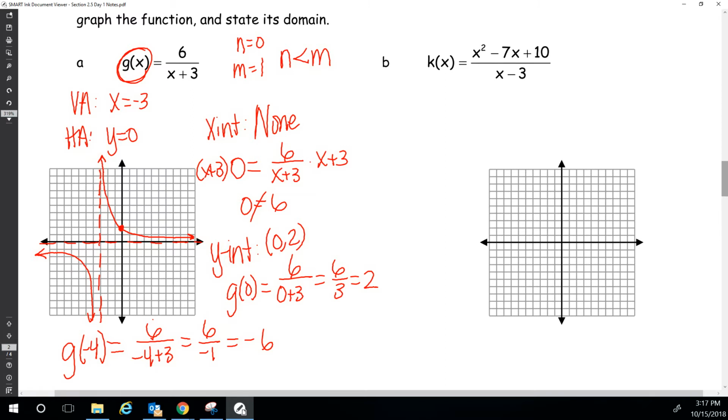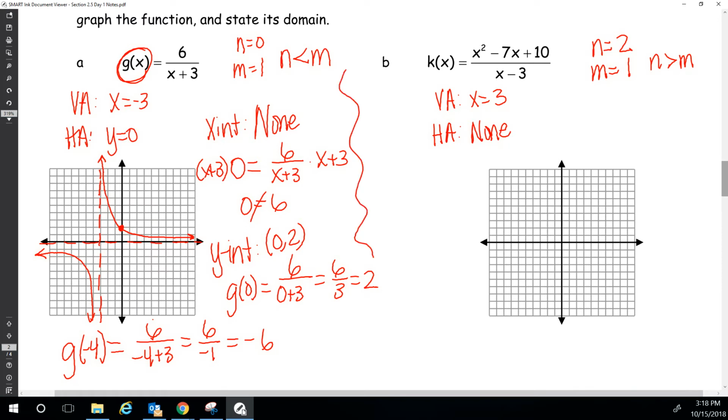All right, that's it for A. Looking at B. All right, my vertical asymptote, what's the one thing x can't be? X can't be 3, so I have a vertical asymptote at 3. For my horizontal asymptote, the degree of my numerator is 2. The degree of my denominator is 1. This time n is bigger than m, so there is no horizontal asymptote.